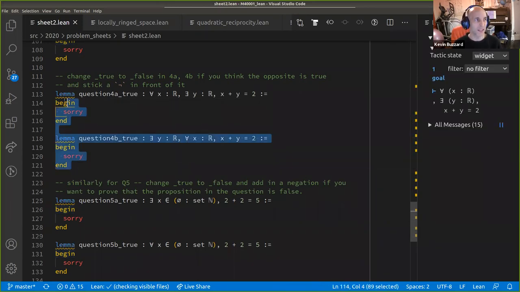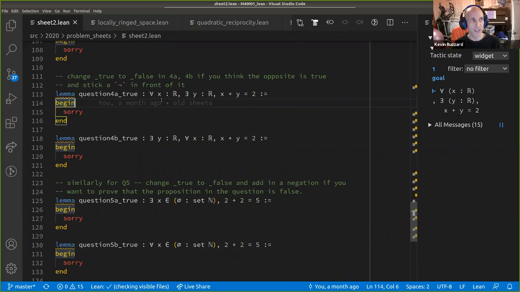So here are two basic questions in logic. I'm beginning to teach these students logic. These are first year undergraduates, and I need to teach them about quantifiers. This question says, for all real numbers x, there exists a real number y such that x plus y is 2. And one of the problems that students have is learning about these quantifiers and trying to get the hang of what's going on. So this is true, right? For all real numbers x, there exists a real number y such that x plus y is 2.